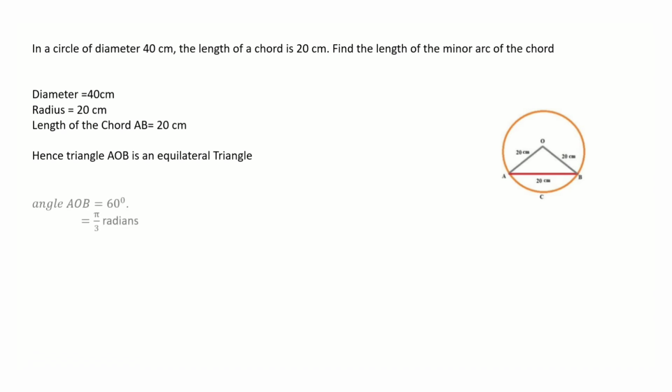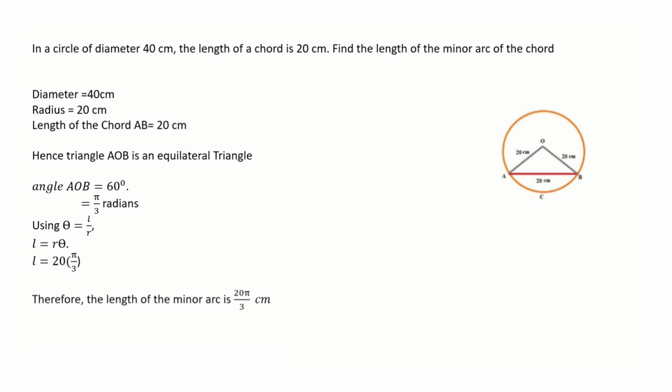So, we get angle AOB, that is angle subtended by the arc AB to the center of the circle, is 60 degree. Converting it into radians, we get pi by 3 radians. Using the relationship theta is equal to L by r, we get L is equal to 20 into pi by 3. Therefore, the length of the minor arc is 20 pi by 3 centimeters.